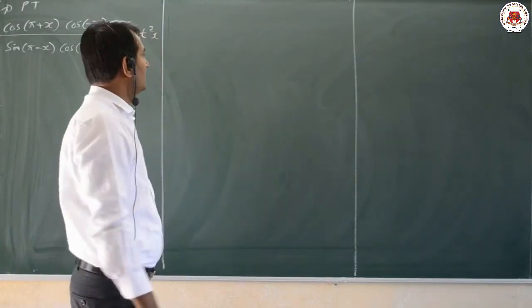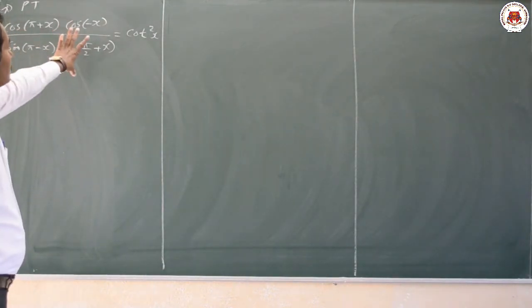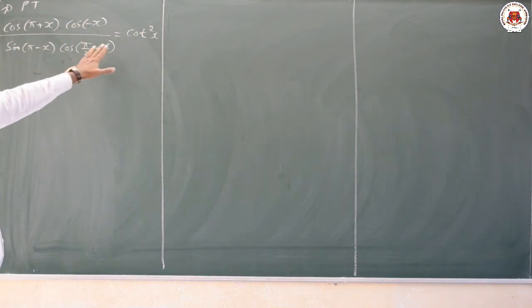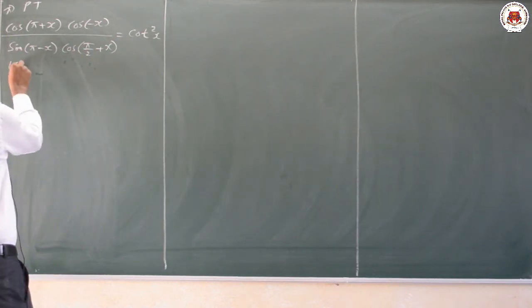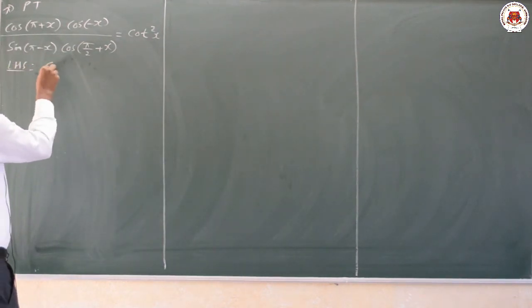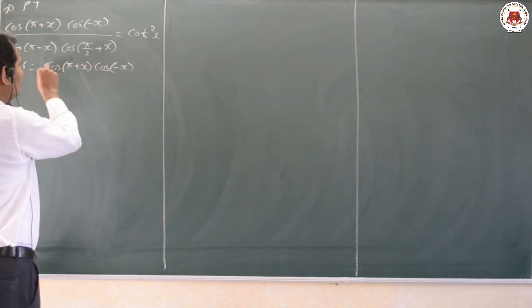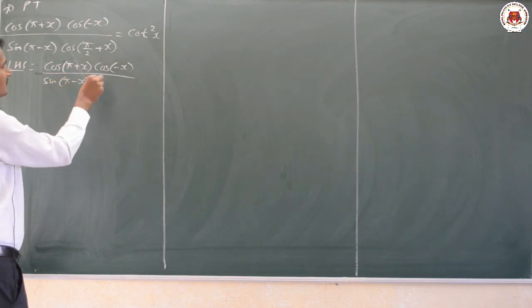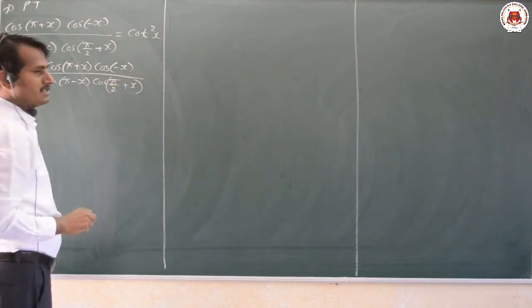Now let us begin with the next problem, which is: prove that cos of (pi plus x) into cos of (minus x), divided by sine of (pi minus x) into cos of (pi by 2 plus x), equals cot square x. Let us begin with the LHS part. The LHS is cos of (pi plus x) into cos of (minus x), whole divided by sine of (pi minus x) into cos of (pi by 2 plus x).